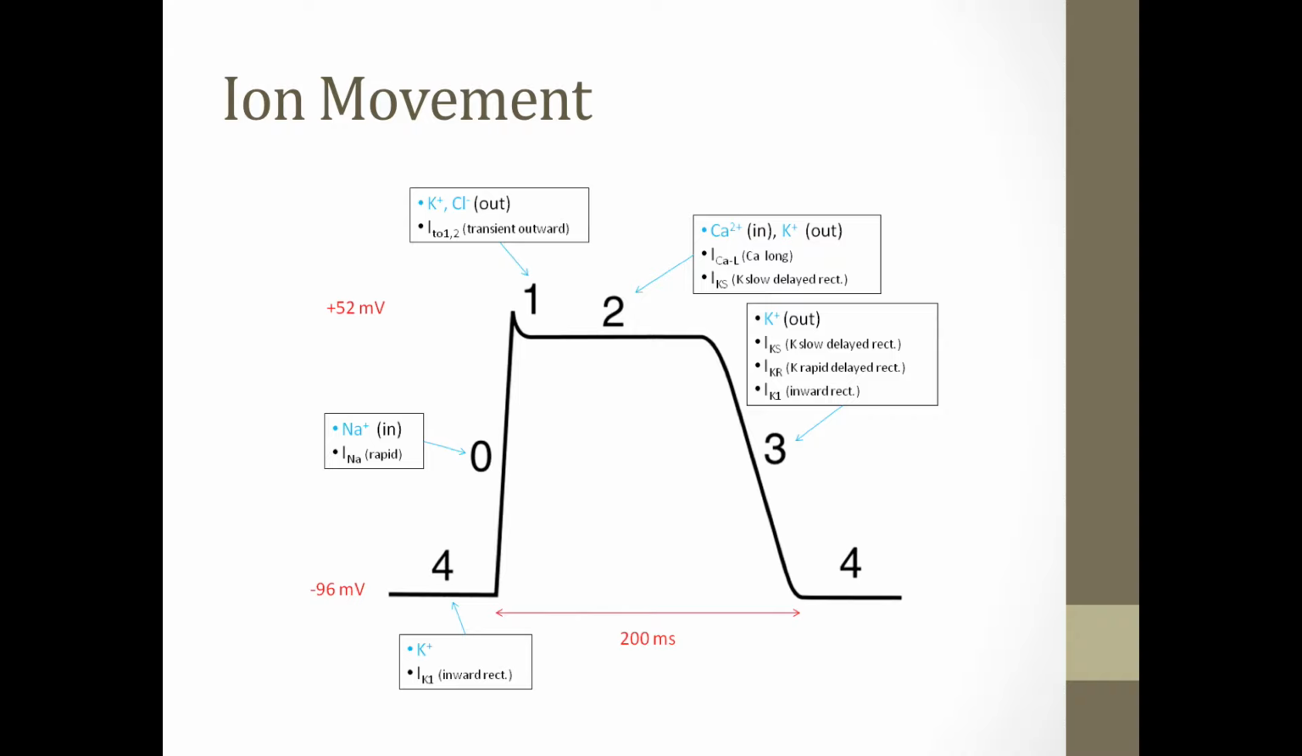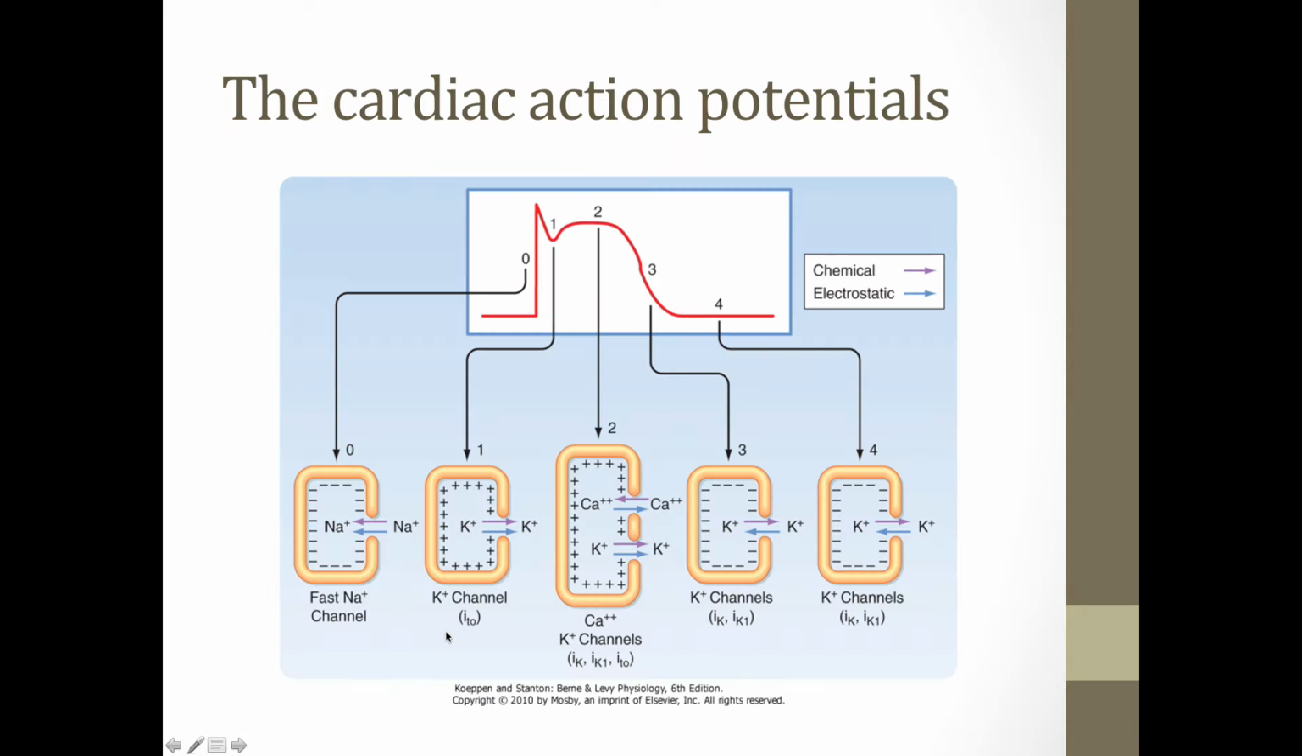This is a slide showing you which ions are moving in and out during these phases, 0 through 4. We have inward currents and we have outward currents. All right, so sodium in, potassium out. We also have chloride out. Chloride travels with sodium like the tail of a dog. Calcium in, potassium out, and at 4, we should only have our potassium leak channels open. So this is a good slide for memorization of which ions are moving in what direction.